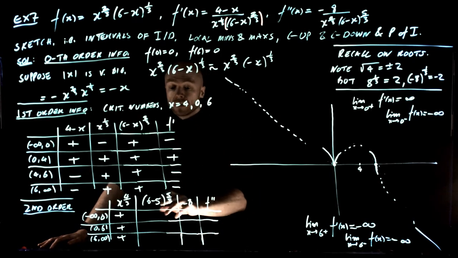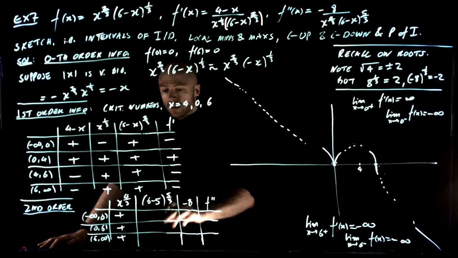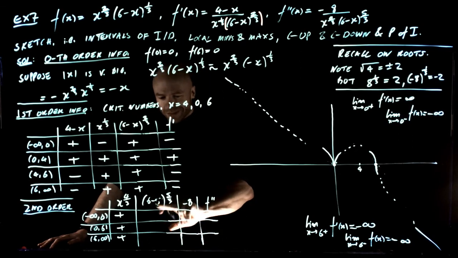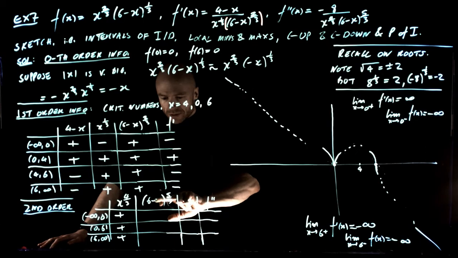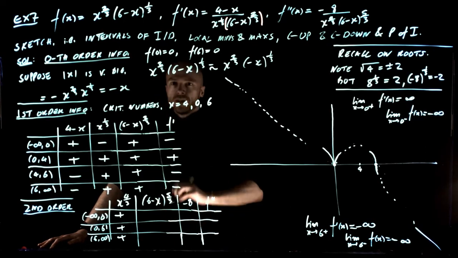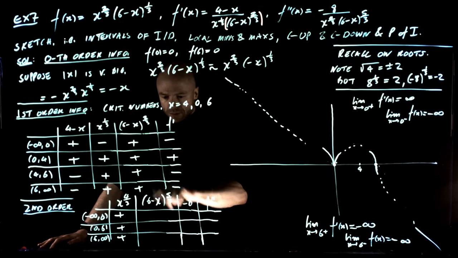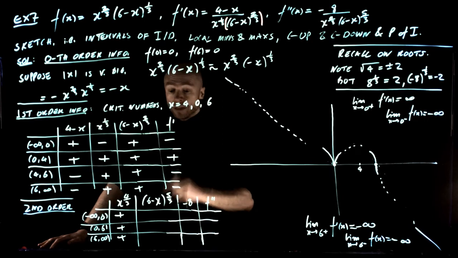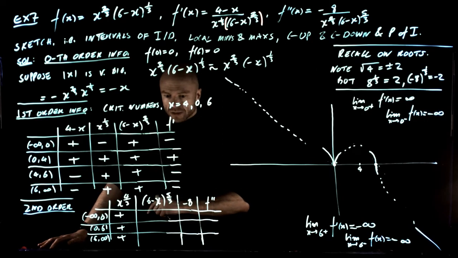So we just have to think about the sign of 6 minus, it's not 6 minus 5, it's 6 minus x, excuse me. Let me say that again. So this thing here, 6 minus x to the power 5 over 3, whatever is inside here, the 6 minus x, will have the same sign as 6 minus x to the 5 over 3. So we just need to think about the 6 minus x.